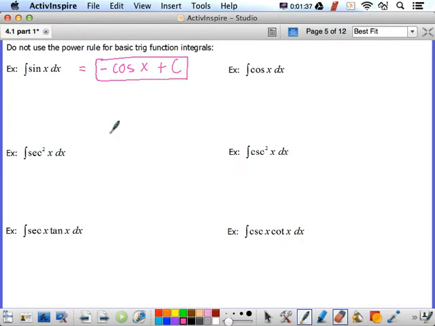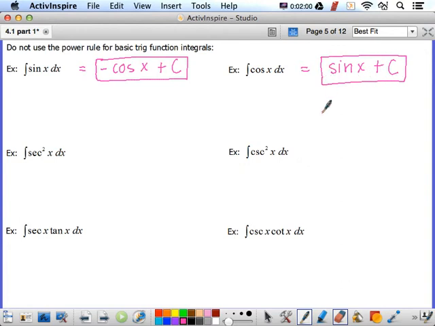So let's look at the integral of cosine. We know that cosine is related to sine, so we think that's going to equal sine of x plus a constant. Do I need a negative here or not? No. Let me just look at it. The derivative of sine is positive cosine, and we already have that, so we are good.